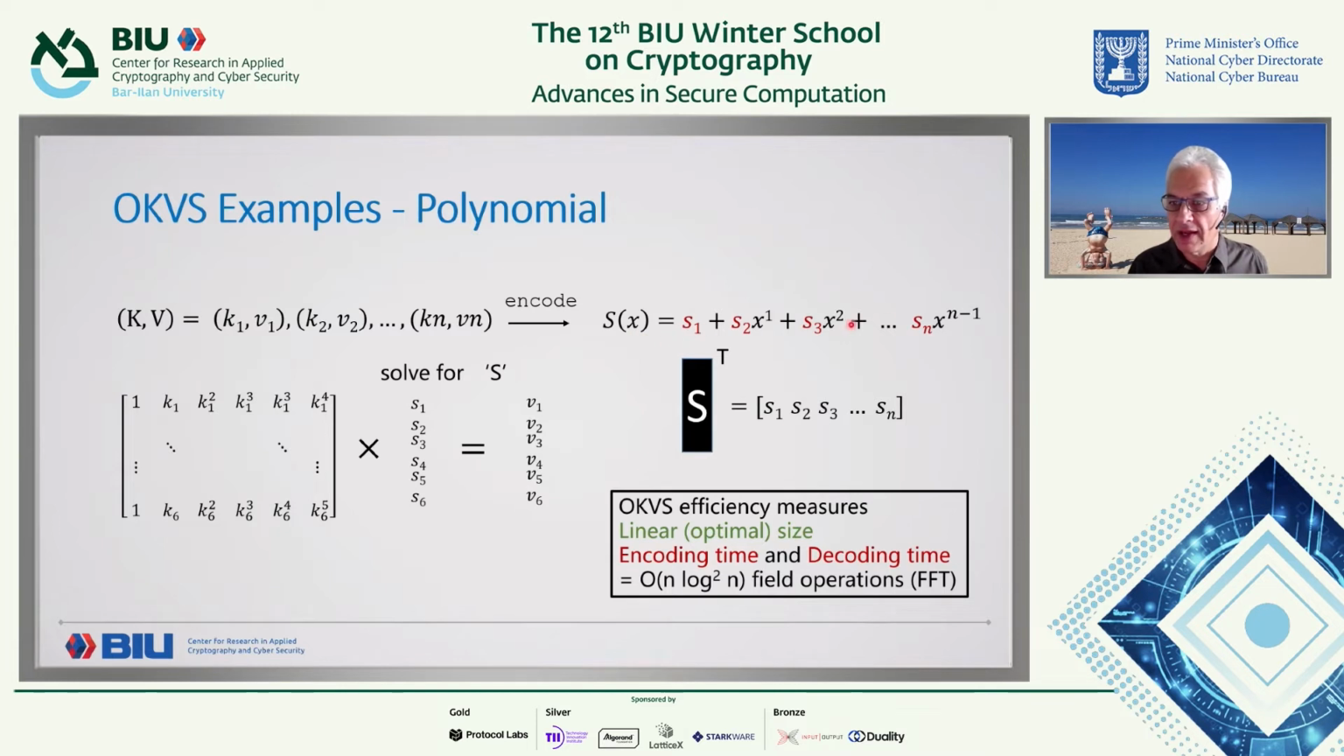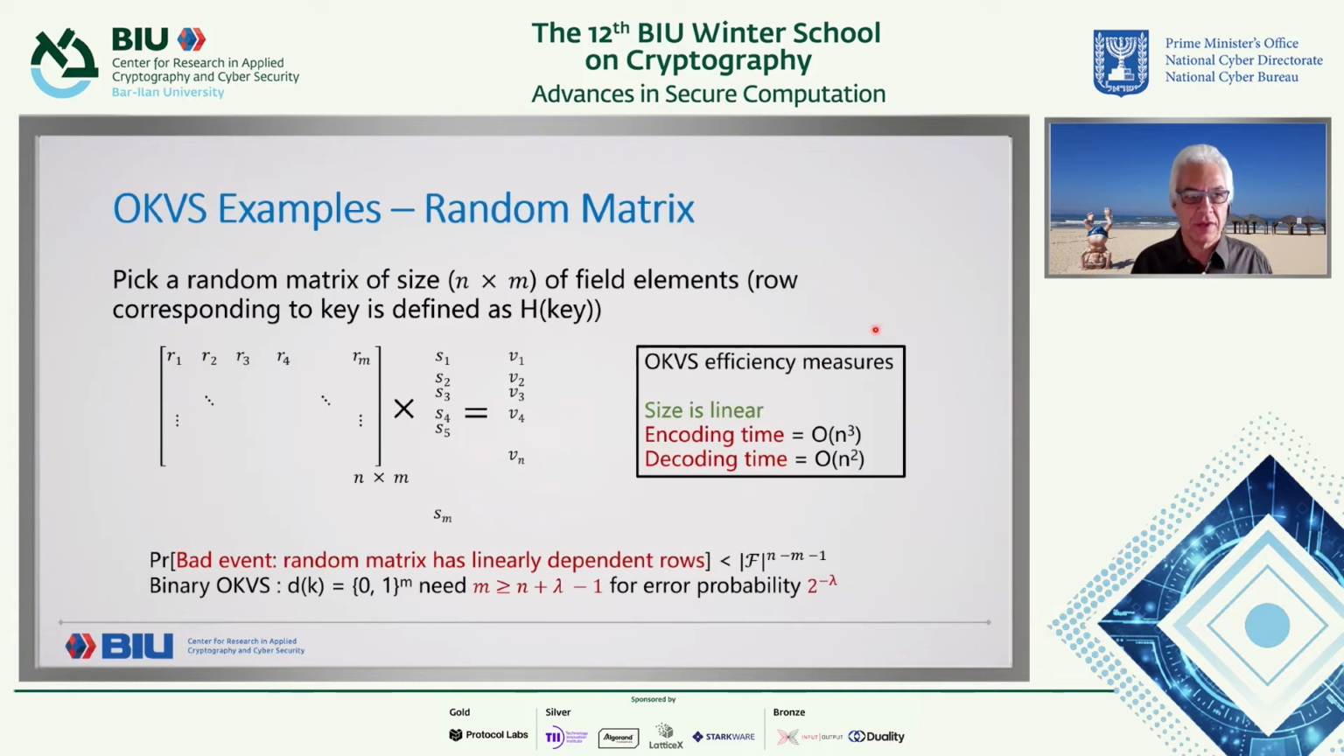To encode n items, I need a polynomial of degree n-1 with n coefficients. The size is as large as the number of items I want to encode. That's great. However, encoding and decoding take a lot of time because I need to interpolate a polynomial. Another option is, instead of a polynomial, to encode using a random matrix. Each item I have will be mapped using a hash function to a series of coefficients for the table I use for the encoding.